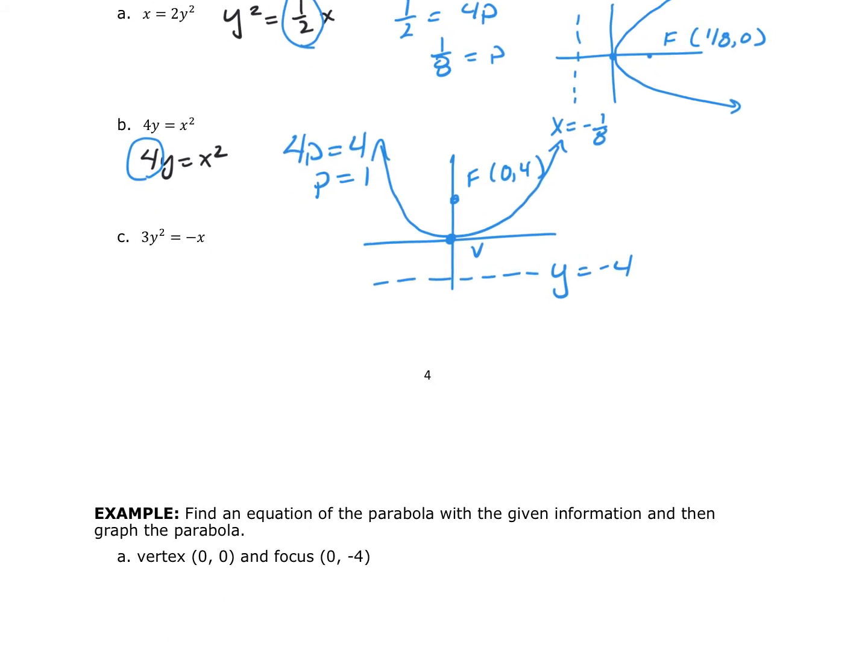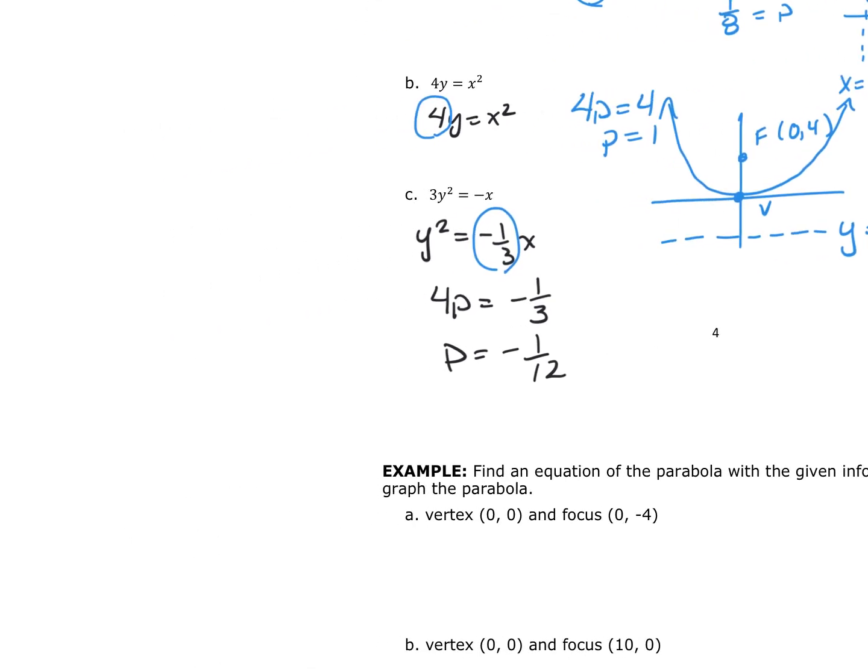My last example here is I have 3y squared is equal to negative x. Well, remember, I want to have y squared, the squared variable by itself. So this will become negative 1/3 x. That tells me that 4p is equal to this negative 1/3. That means p is equal to negative 1/12.